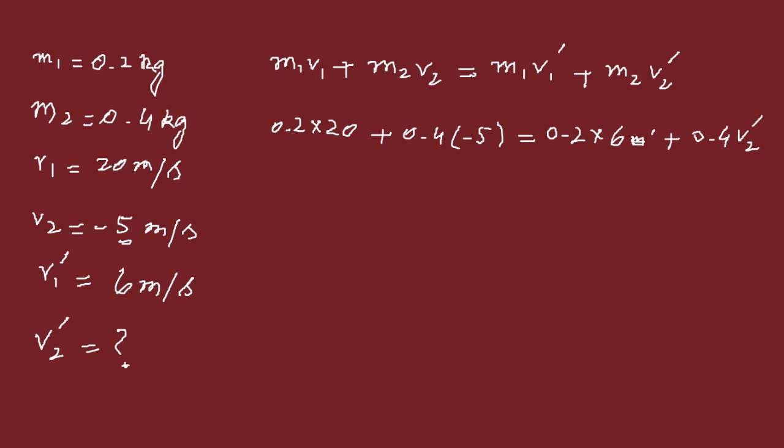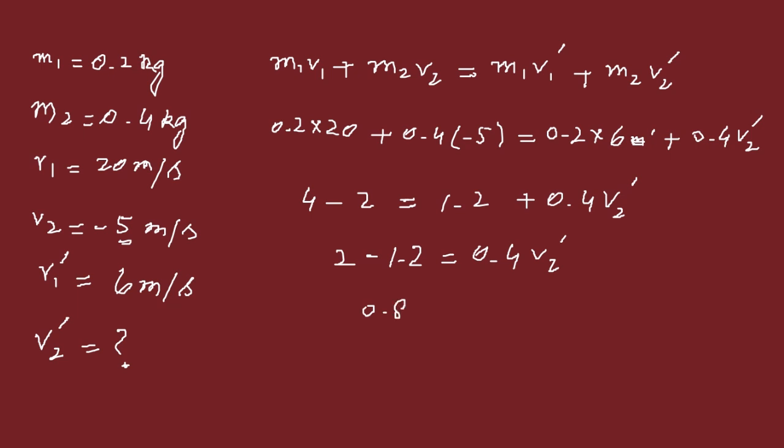Now multiplying 0.2 with 20 we will get 4, and here plus and minus will give us minus, and 5 4s are 20, it will be 2, and here multiplying 6 with 0.2 will give us 1.2, plus 0.4 v2 prime. 4 minus 2 will give us 2, and taking this 1.2 after the equality sign, it will become negative 1.2, which is equal to 0.4 v2 prime. 2 minus 1.2 will give us 0.8, and this is equal to 0.4 v2 prime.